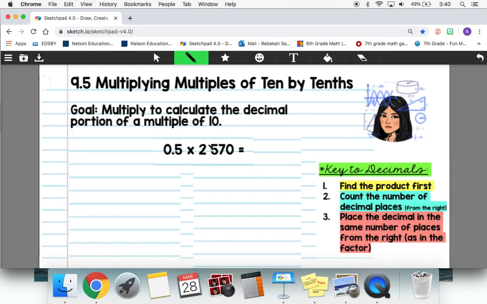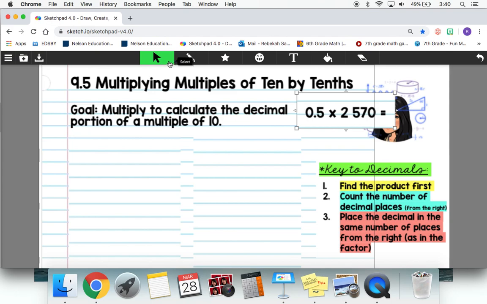So let's look here. Our first problem we have is 5/10 or 0.5 times 2,570. Okay, so I'm going to move this to the side. And a good thing to remember when you are working with these problems, you always put your decimal tenth below the whole number. That's just easier to work with, because when we get to hundreds and thousands, it's nice to put it under the whole number because it's easier to calculate. Okay, so let's go ahead and rewrite that.